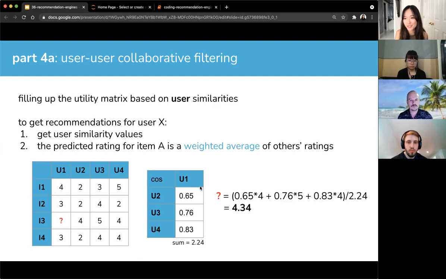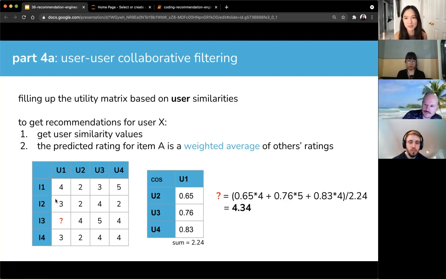Something to mention: typically you have a lot of question marks. It makes sense that most users don't rate most items anyway. That's known as a sparse utility matrix, and I'll talk more about the implications of that later. But for this simplistic example, let's try to figure out what user 1's predicted rating is for item 3.